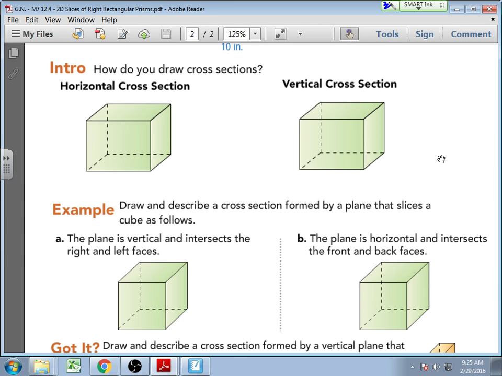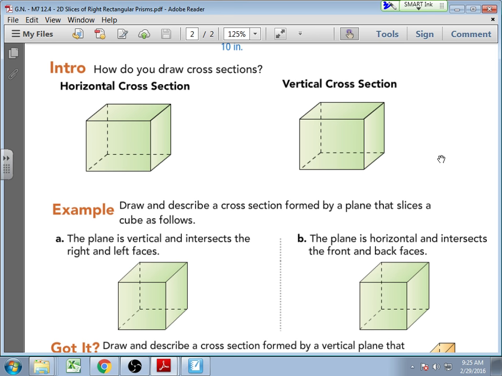I can see the top right here. I can see the front. And I can see the right side, right? Any of the other sides, I don't actually see. I just know they're there because it's a prism. We know about a prism. So when I draw my horizontal cross section, I draw solid lines on the faces I can see. I draw dashed lines on the faces I quote unquote can't see.